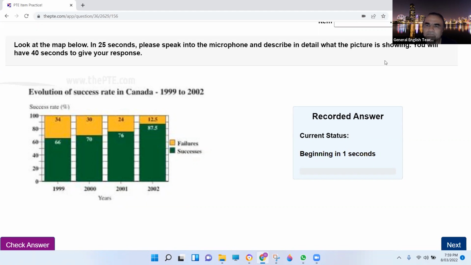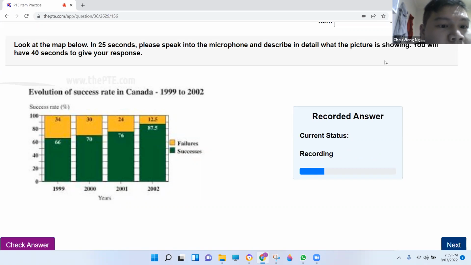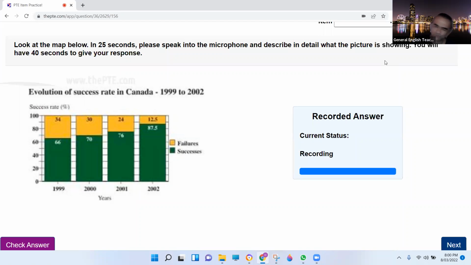The image describes evolution of success rate in Canada 1999 to 2002. It also provides some information about different categories such as 1999, 2000, 2001, and 2002. It is clear from the image that 2002 contributes the higher, and on the other hand, 1999 contributes the less. Finally, by looking at the image, it can be concluded the image is showing important information based on fact and figure.